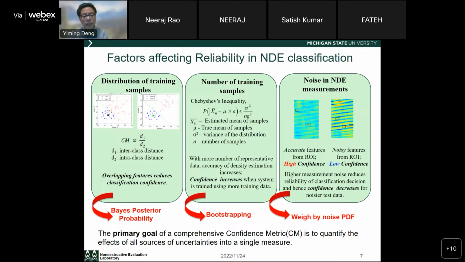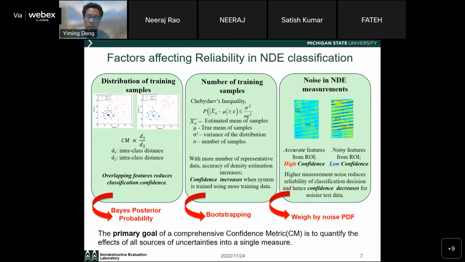And in data analysis, if you look at this mathematically, you can explain this in one way using Chebyshev's inequality, where you can define the probability of the estimated mean of samples differing from the true mean of the population. The probability of that difference being greater than epsilon is always less than or equal to the variance of the distribution of the data over n epsilon squared, where n is the number of samples.